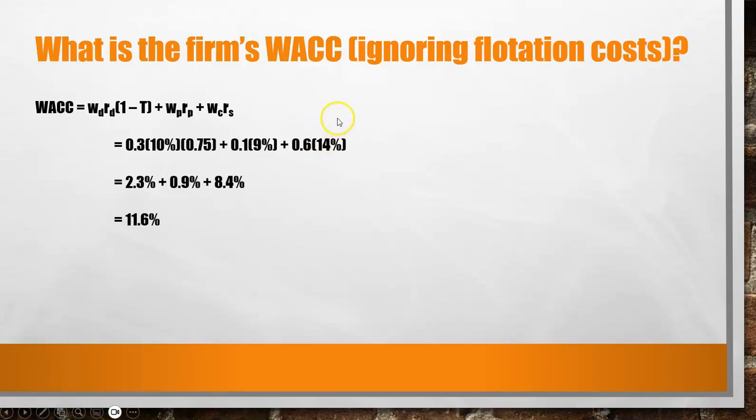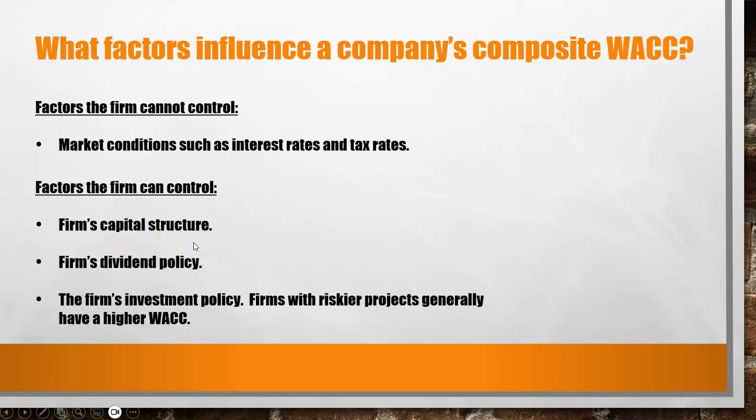What is the firm's weighted average cost of capital ignoring flotation costs? So we go through and remember we did this before where we just average out the cost of each of those, and the weighted average cost of capital is 11.6%. What factors influence a company's composite weighted average cost of capital? Market conditions, interest rate and tax rates, and then there's factors that the firm can control. The capital structure, dividend policy, the firm's investment policy. Firms with riskier projects generally have a higher weighted average cost of capital.